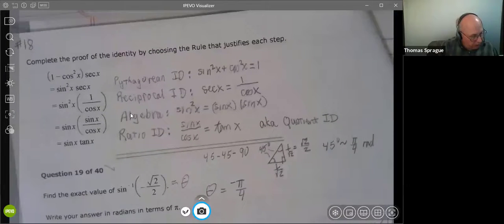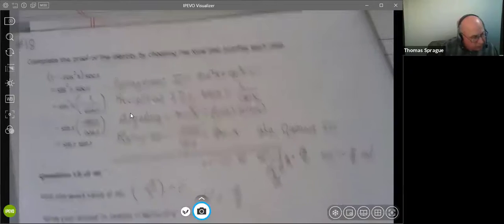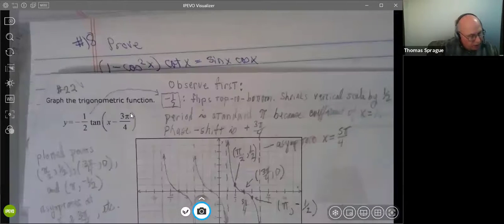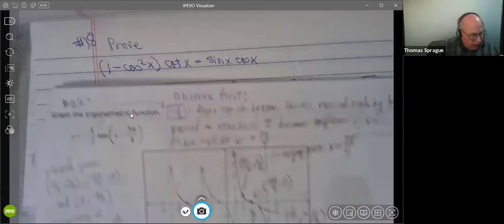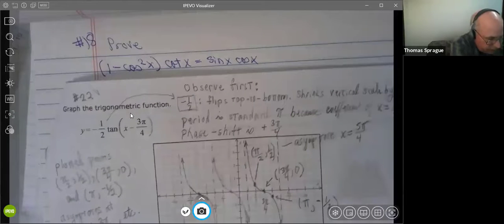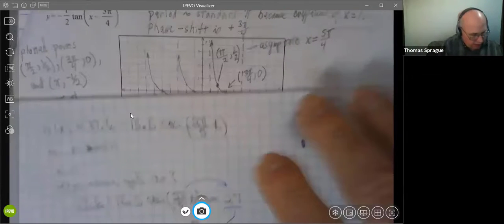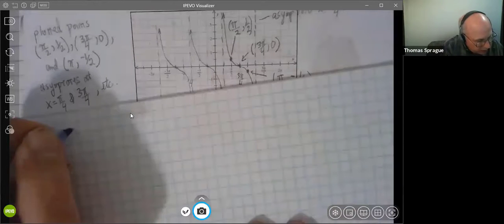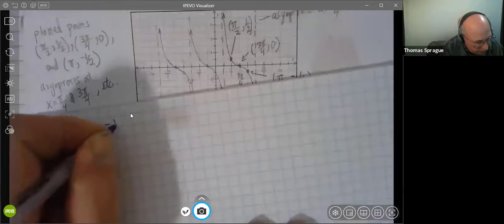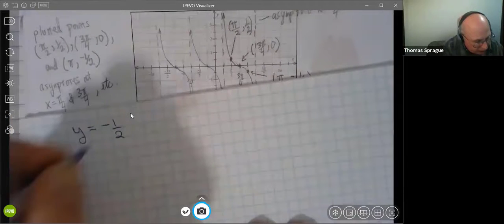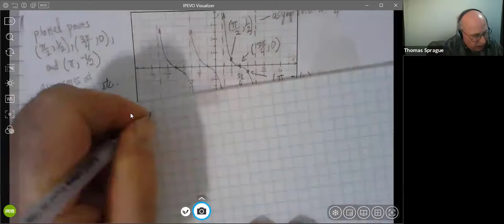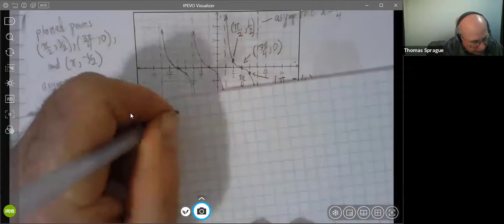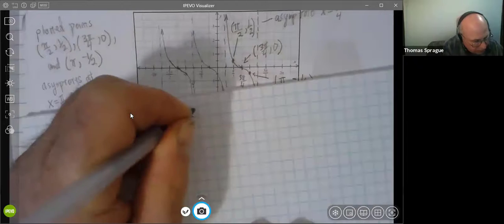Okay, the next one on our list is number 22. Graph this function here, and oh my, that doesn't look nice. Let's get it copied out and see if we can make some sense of it. So y is equal to minus 1/2 tangent of x minus 3 pi over 4.